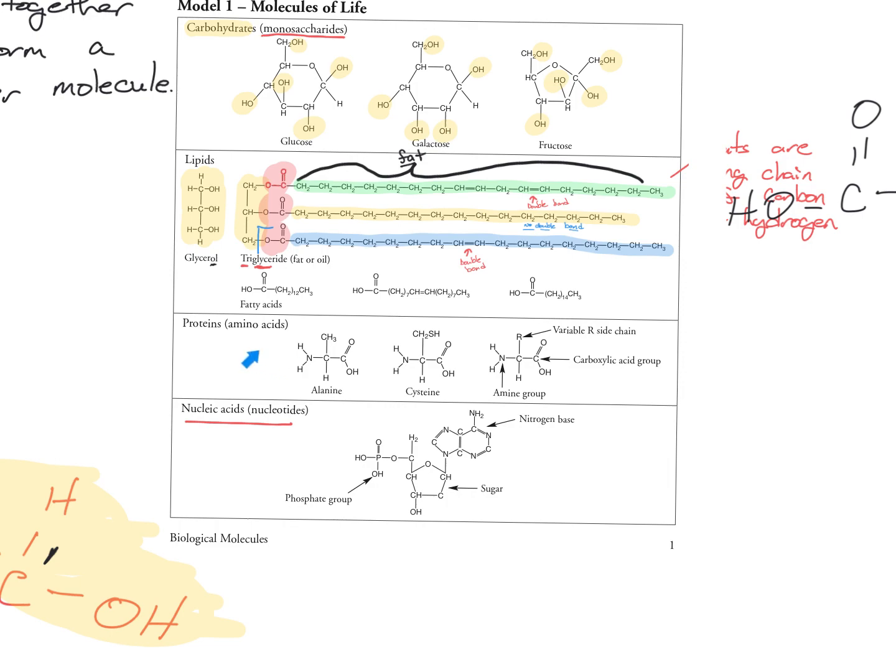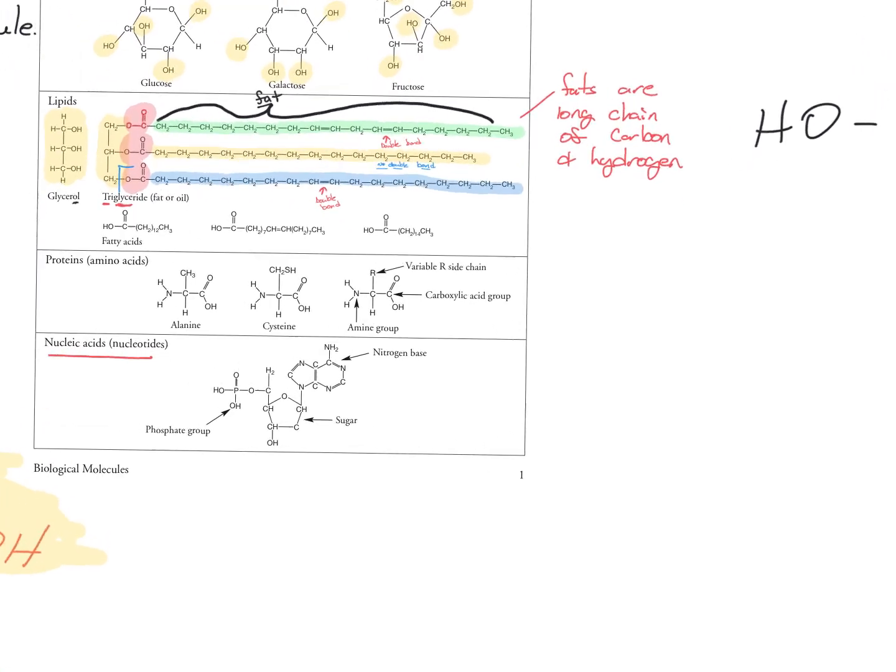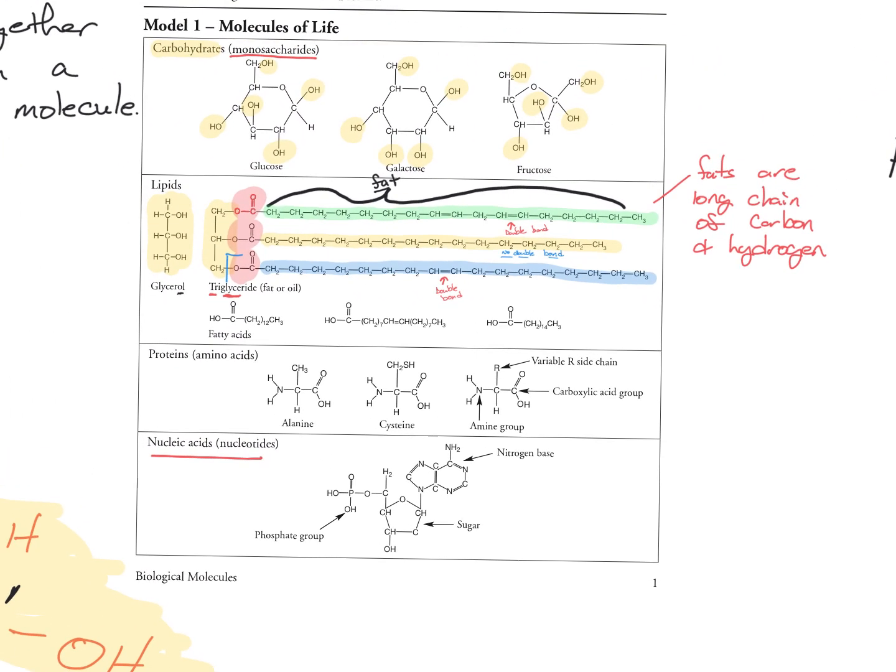Now, when you're looking at proteins, they also have these monomers, right? So the nucleic acids, proteins, and carbohydrates all form polymers using these monomers, these little Lego blocks. Remember, they're like Lego blocks. In proteins, it's amino acids. They look like this. This is an amino acid.